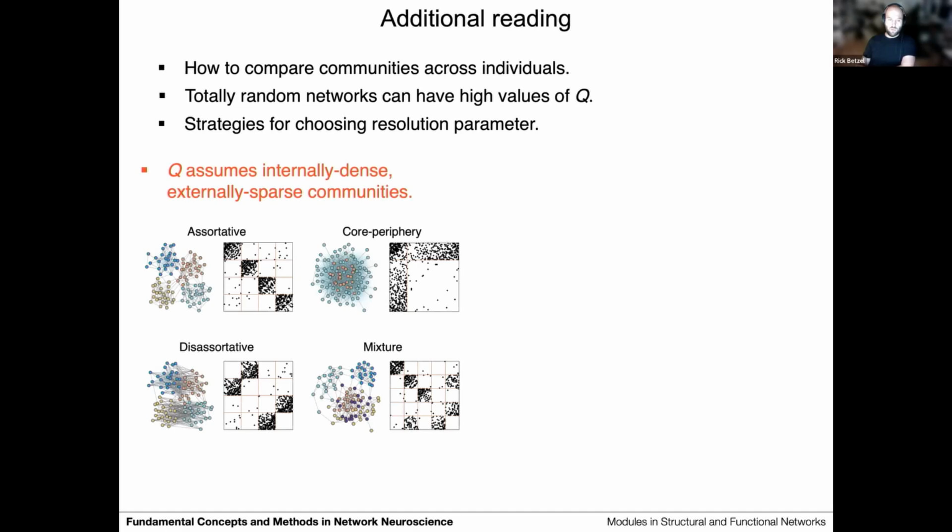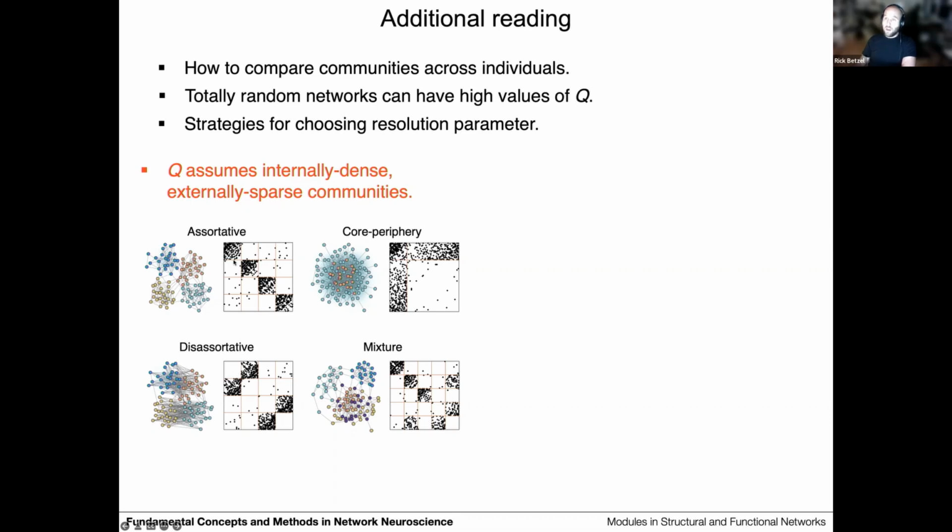But I also want to draw your attention to two specific issues. The first is an assumption baked into modularity maximization and also Infomap. Those tools assume that the communities in your network are what we call assortative. That is, that the communities are internally dense and externally sparse. That's this upper left-hand example. We get this kind of block diagonal structure.